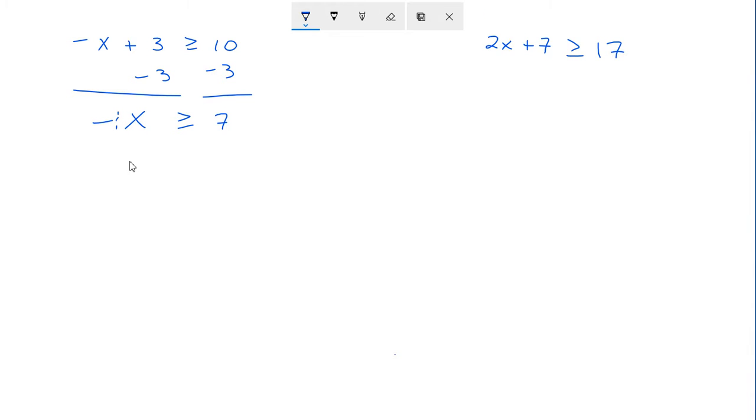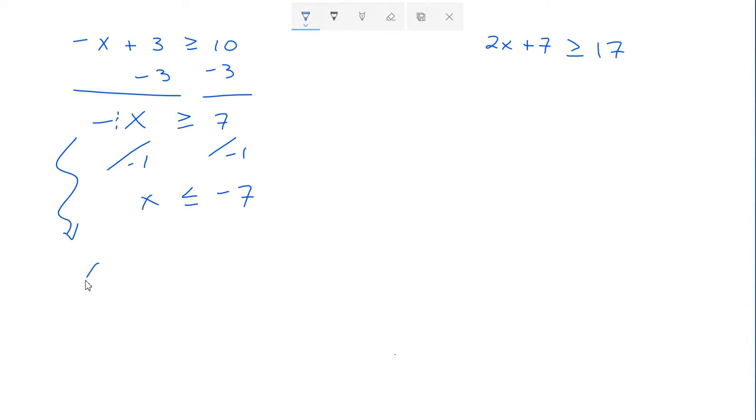So what I'm going to do is I can just multiply both sides by another negative 1 to get rid of the negative. Okay, or divide by negative 1. It won't matter either way. I'll just divide by it if you like. Okay, and so we're going to get x is less than or equal to, because we have to switch the direction, negative 7.